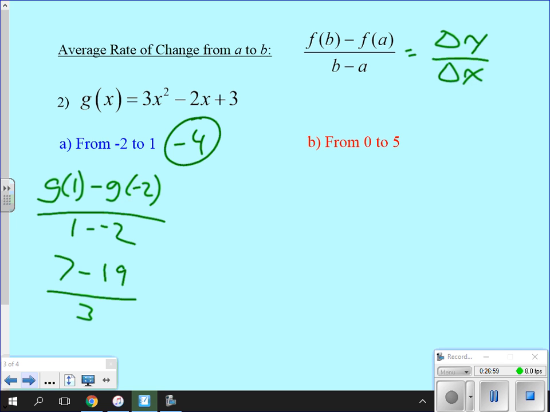Because what kind of graph is that? It's a parabola. It's a curve. So I'm just connecting 2 points. And I'm finding, when I go from here to here, what's my average? Okay. Do the second one. Do B.